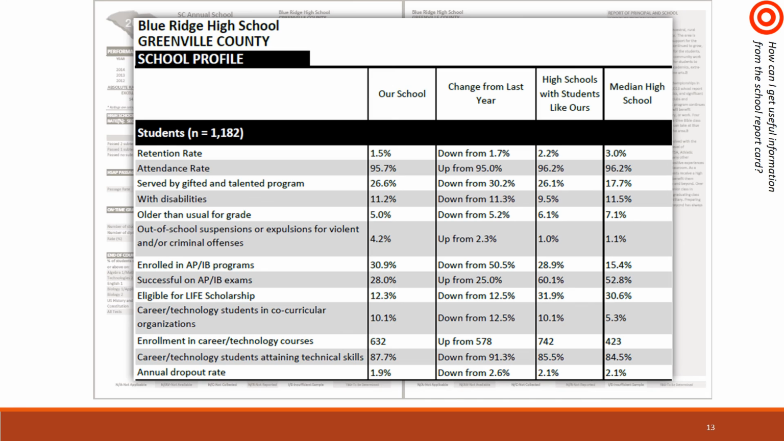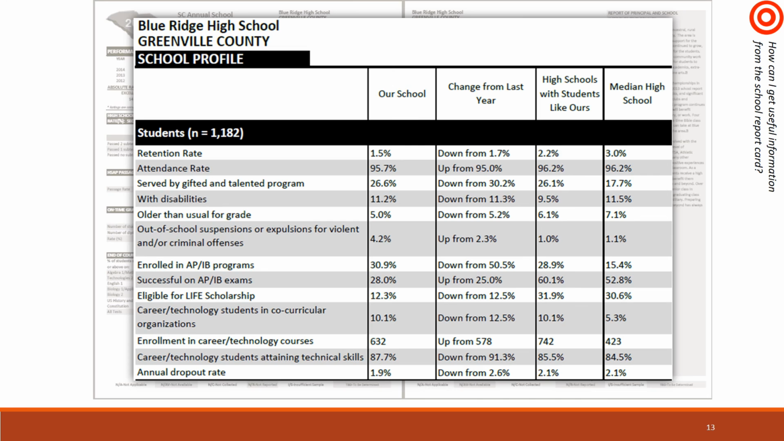Numbers served by gifted and talented program, those with disabilities, older than usual for grade, which means they may have been held back in previous years. Out of school suspension or expulsion for violent or criminal offenses, enrolled in AP programs, successful in AP, that means they passed AP tests, eligible for Life Scholarship, career technology students, that's ones who go to Bonds or other similar career centers, enrollment in those, the number, instead of the percent, and then attaining technical skills means they were successful in those programs, actually got their certifications they were going for, and then the annual dropout rate, which is different from the graduation rate.